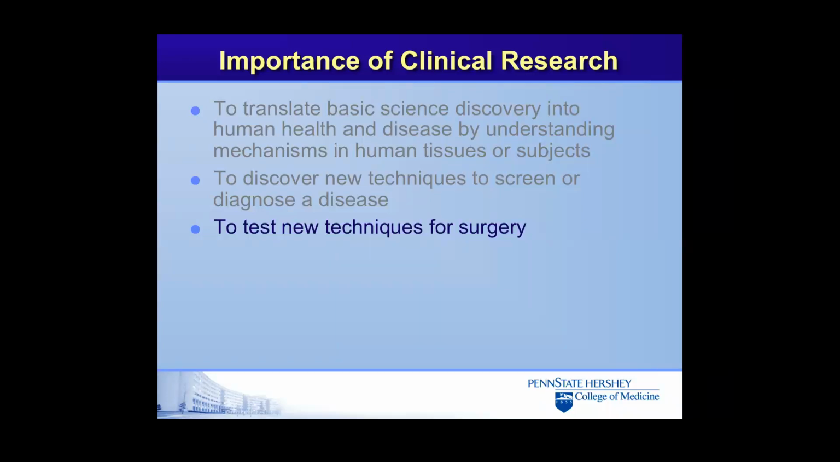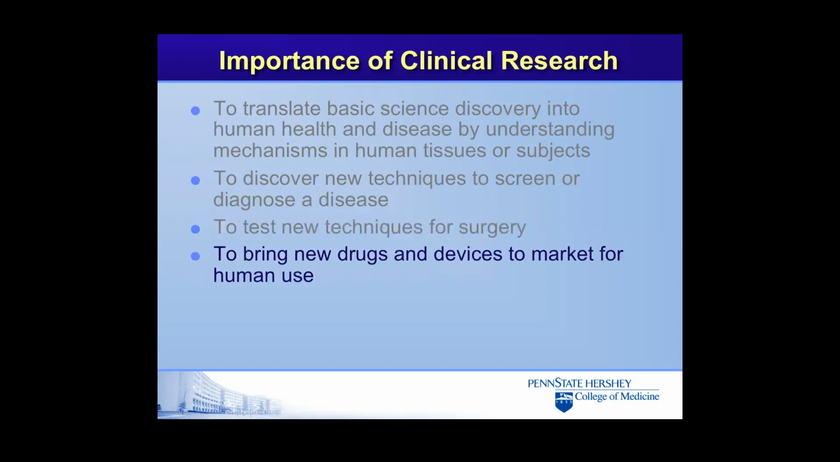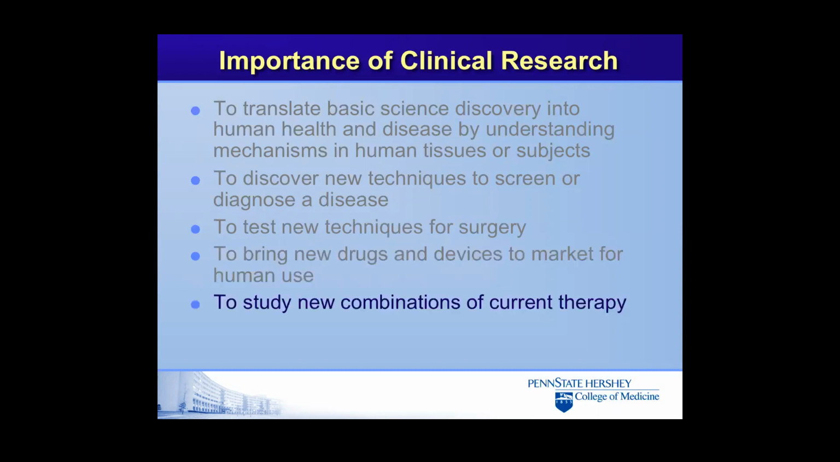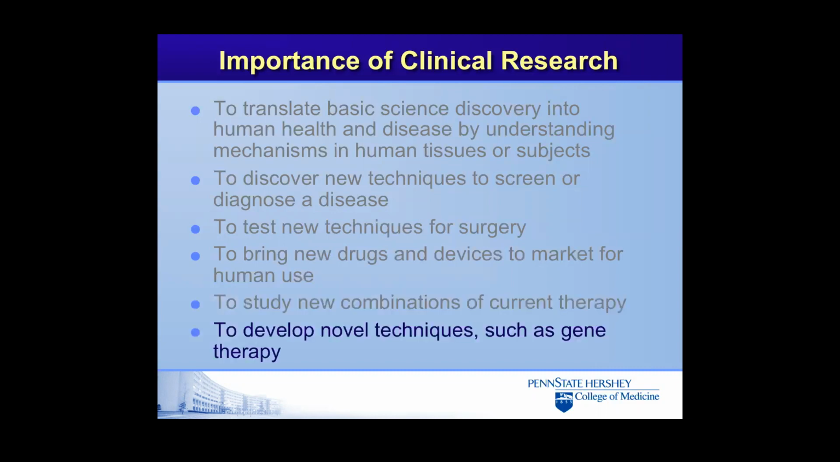For the surgical investigators, we want to test new techniques for surgery, and that's something that is extremely important. We want to move forward with our technology by bringing new drugs and new devices to market for human use, and that's something that obviously with Invent Penn State with Dr. Barron, we're pushing forward. We want to study new combinations of therapies, so even though some therapies are known, the combinations may have different and sometimes additive effects. And then we want to develop new and novel techniques. Gene therapy is one example.